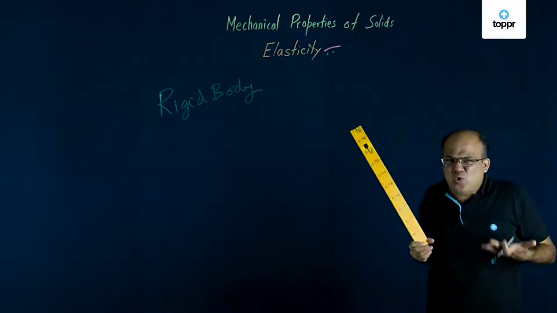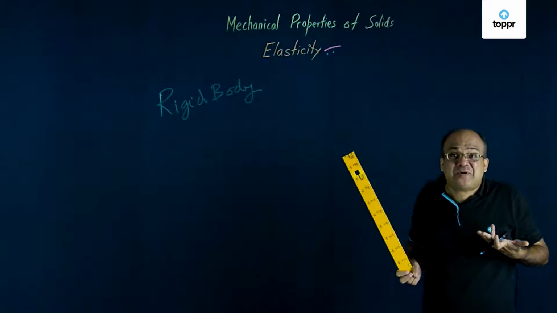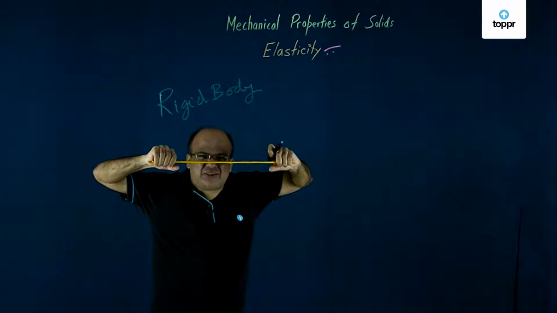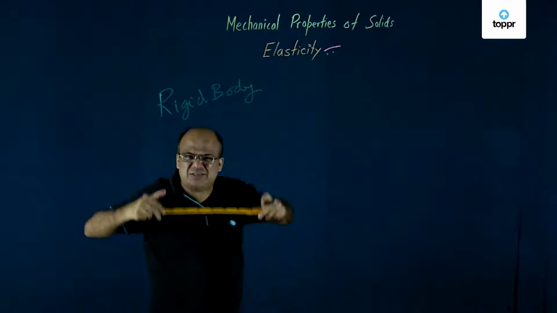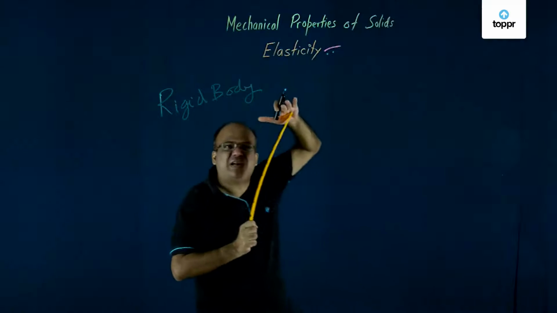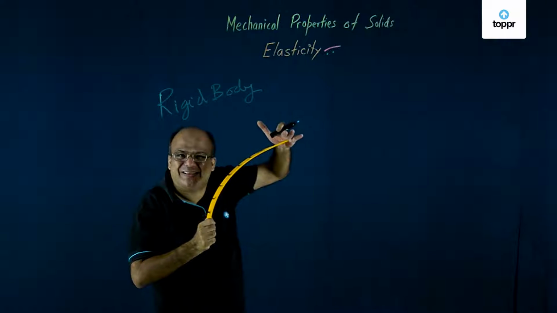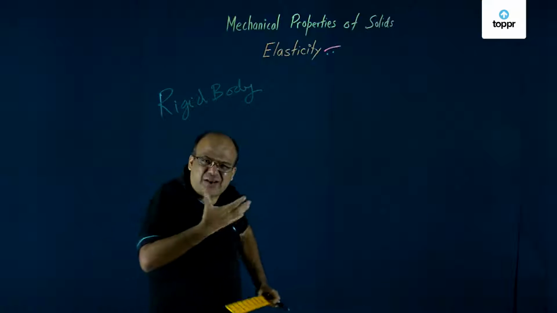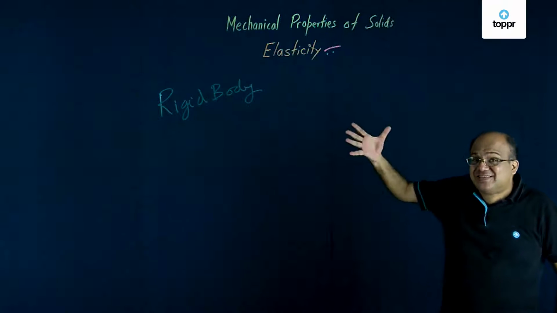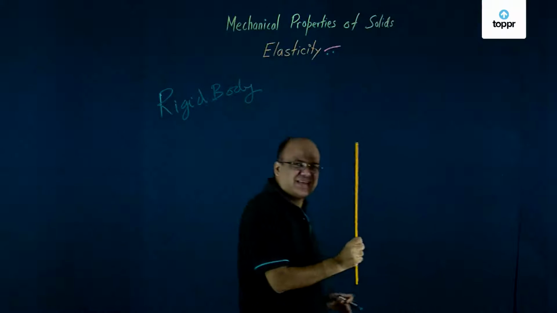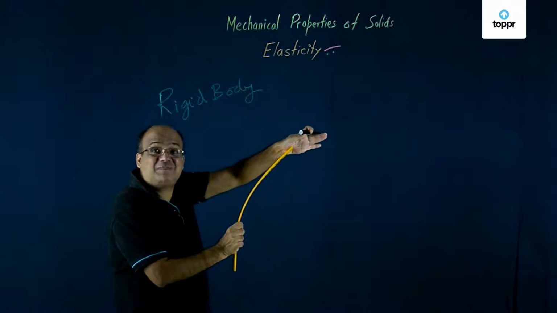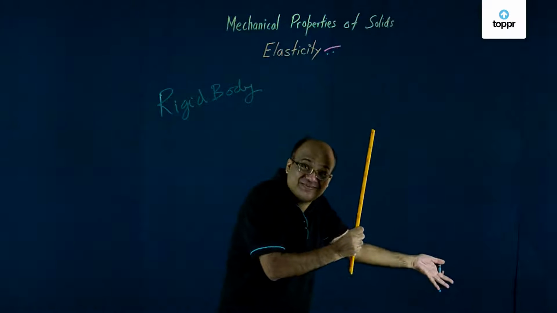Now, no solid body is perfectly rigid. Solids can be stretched. If you pull this, the length will change. Solids can be compressed. Solids can be bent, right? So therefore, no solid body is perfectly rigid. When we apply an external force to a solid body, the solid body can get deformed.